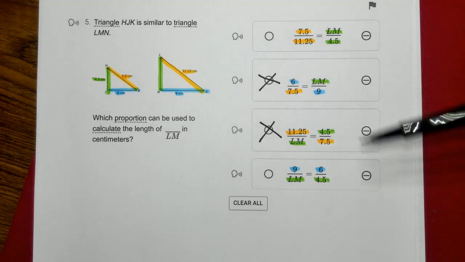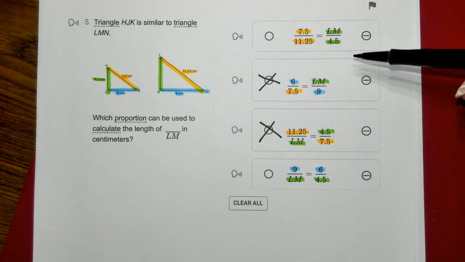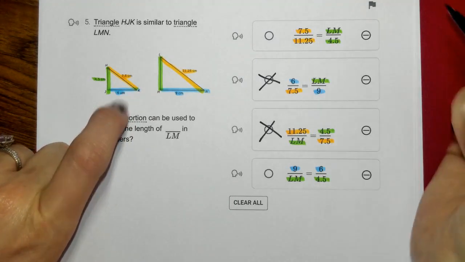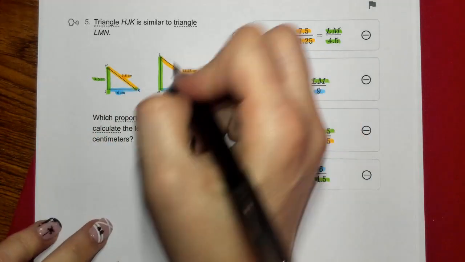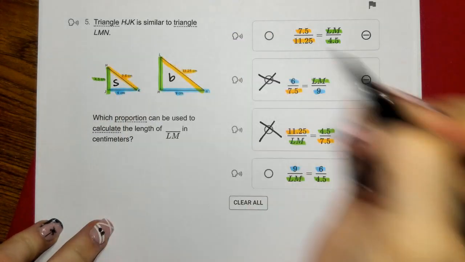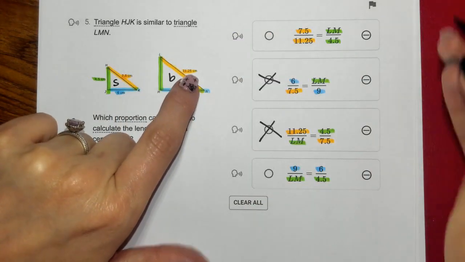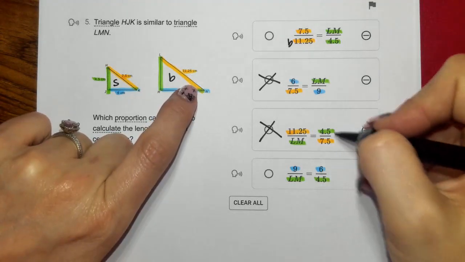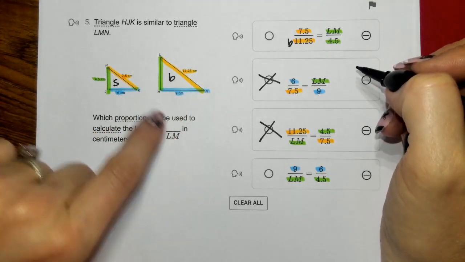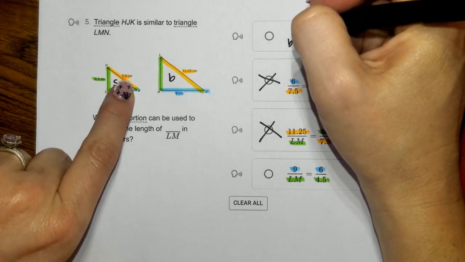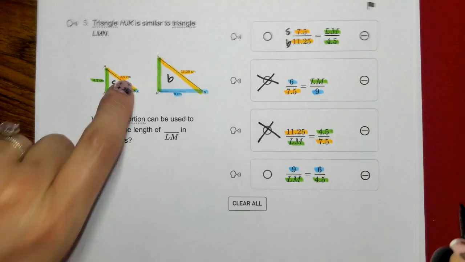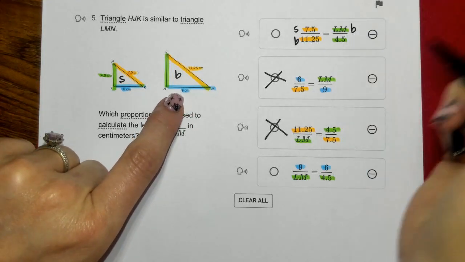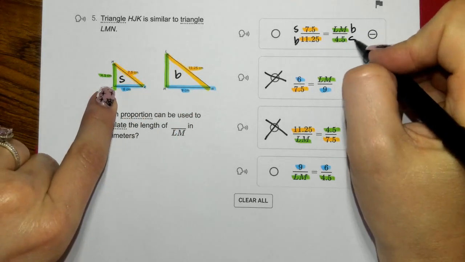So now we're going to do one extra step to figure out which that is. What we're going to do is label these, whether they're in the big triangle or the small triangle. So this one's the big one and this one's the small one. So 11.25, that's from my big one. I don't have that here. And then 7.5 is from my small one. Then LM is from my big triangle, and 4.5 is from my small triangle.